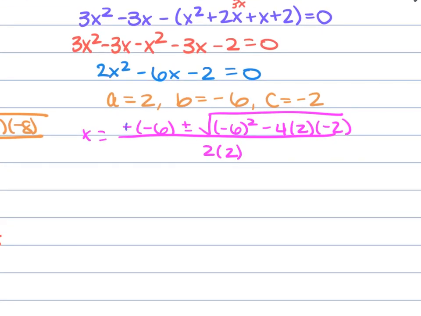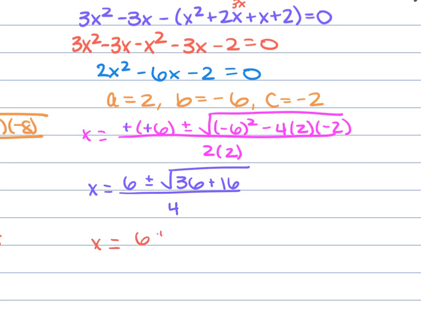So your two negatives become a positive 6 plus or minus the square root of 36. The negative 4 times 2 is negative 8 times negative 2 is a positive 16 all over 2 times 2, which is 4. Your 36 plus the 16 is going to give you the square root of 52. So x is equal to 6 plus or minus the square root of 52 all over 4.